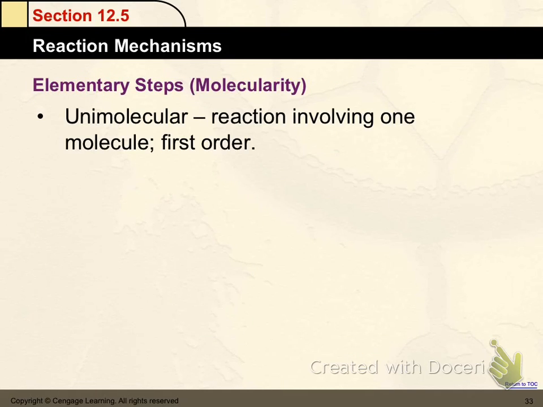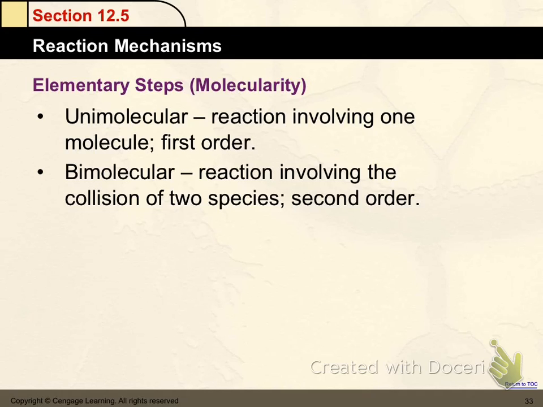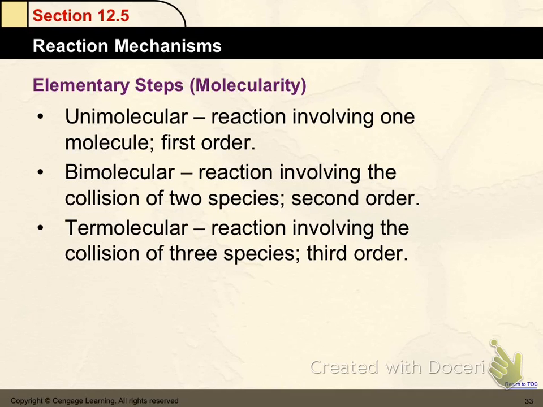All right, we have three different types of elementary steps. We've got a unimolecular step. It's a reaction involving one molecule. If the unimolecular step is the rate-determining step, I'll get to that in a second, we call that particular process first order. We have bimolecular. This is a reaction involving collision of two species. This would be a second order reaction. And a termolecular, which are really, really complicated, and we cannot write integrated rate laws for. These are reactions involving the collision of three species, or third order.